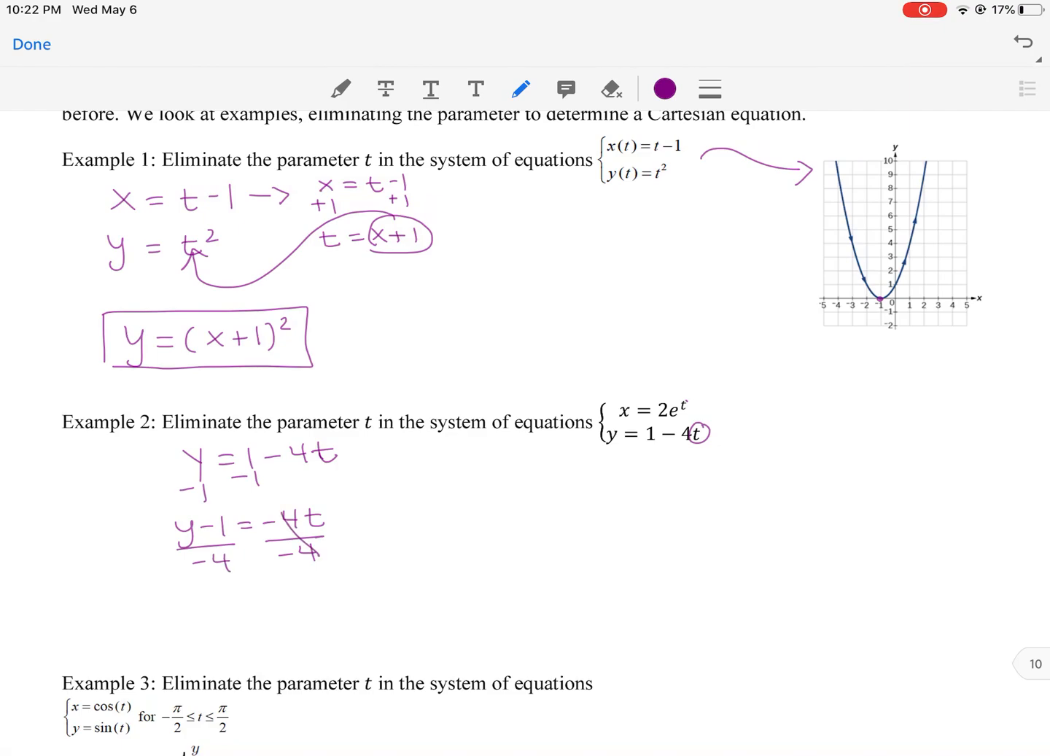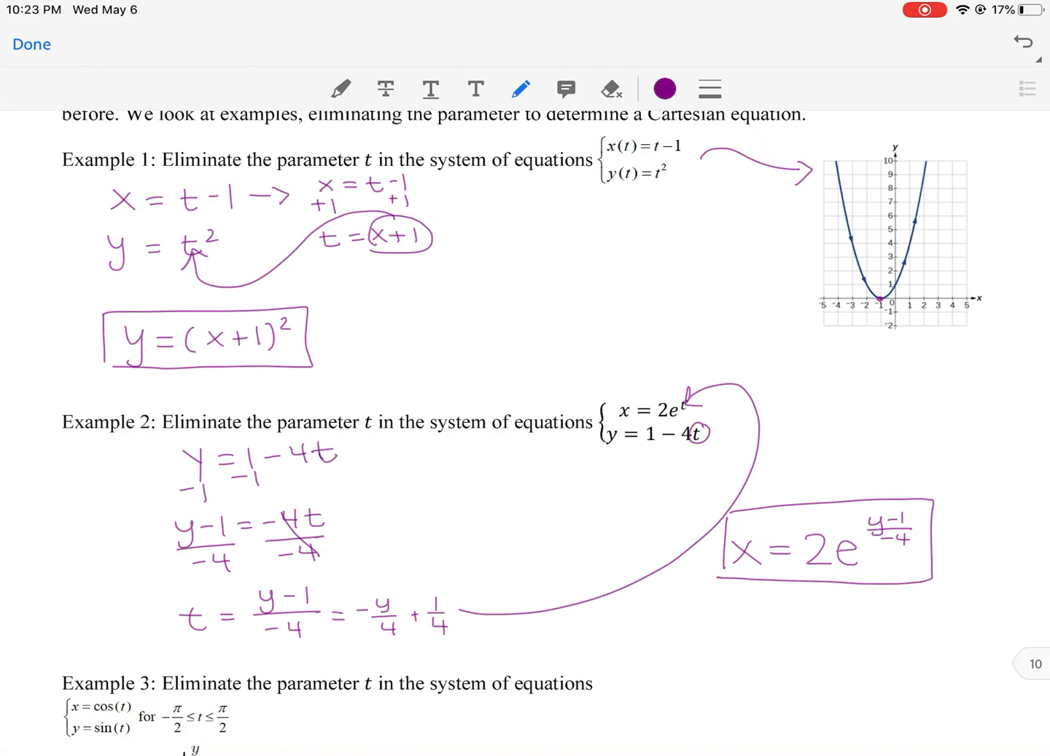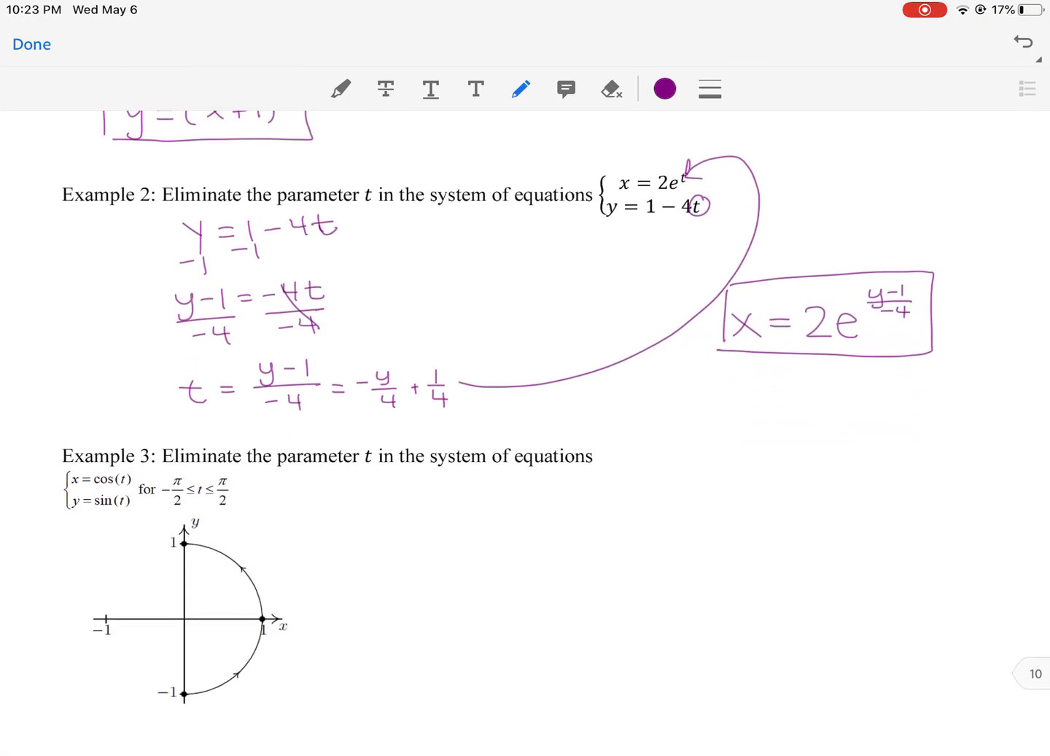At this stage, we now have t equals (y minus 1) over negative 4. You can leave it like that, or if you prefer, you could call it negative y over 4 plus a fourth. Those are equivalent fractions, right? Whatever you prefer. In this case, we're going to take this value of t and plug it in to where t is in the first equation. So this time x equals 2 to the power of t, and I'm going to leave it as that first fraction, so (y minus 1) over negative 4 is the exponent. But that is still a Cartesian equation, so we're good to go.